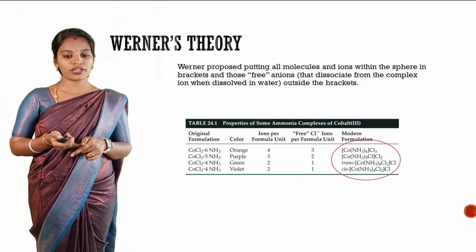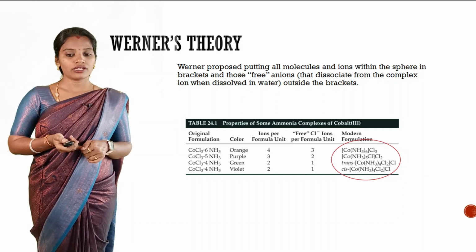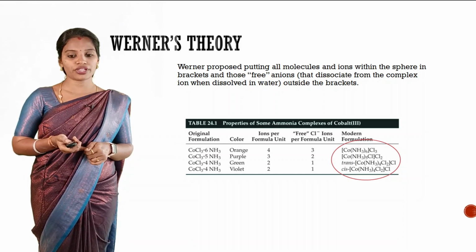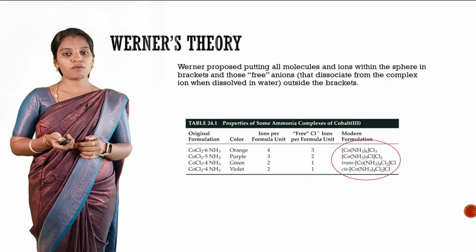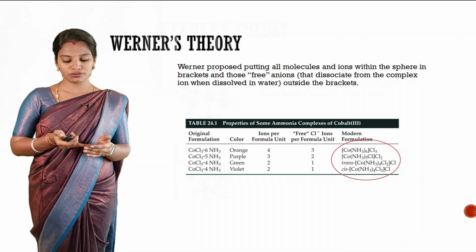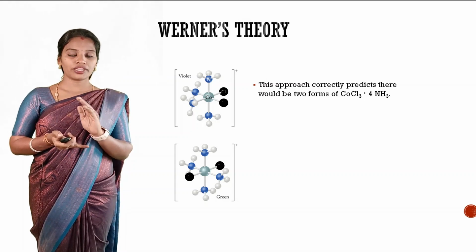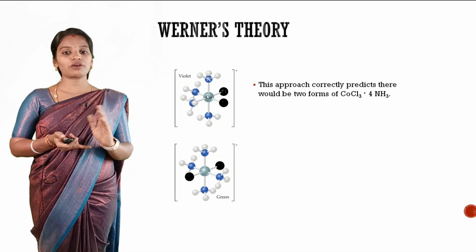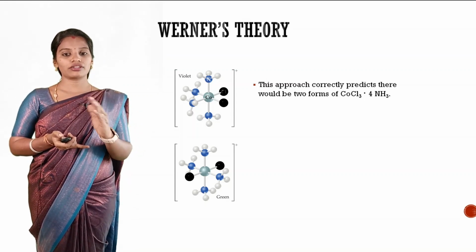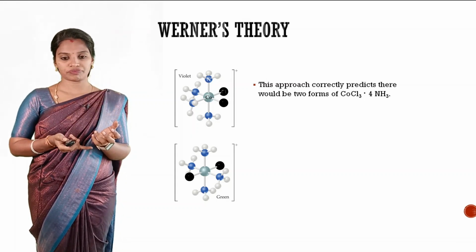For the violet complex, this approach correctly predicted there would be 3 forms of CoCl3 with 4 NH3. The modern formulation is written as [Co(NH3)4Cl2]Cl. So there is an exchange of chloride ligands within and outside the coordination sphere. So the color depends upon the chloride ligand. That is what Werner concluded.